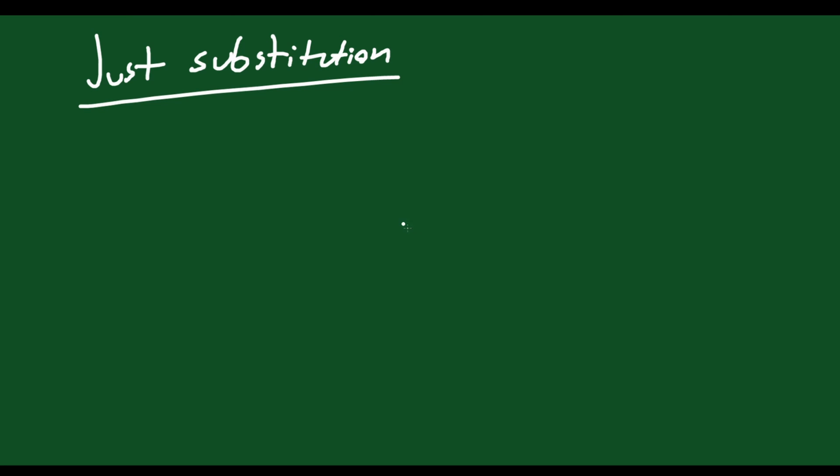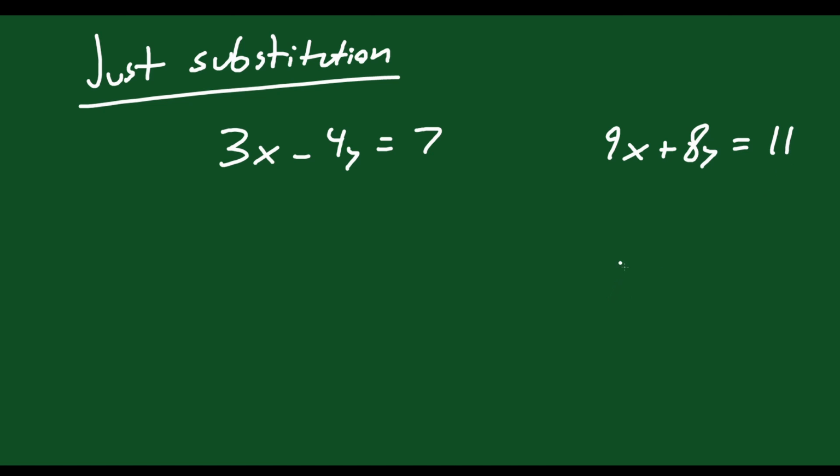How would I do this? Well, let's say I have my same equations, just to keep it simple. 3x minus 4y equals 7. That's one of them. And then you have 9x plus 8y equals 11. So for this first one, let's isolate x. I'll bring my 4y to the other side, so 3x equals 7 plus 4y. Divide both sides by 3. x equals (7 plus 4y) over 3.